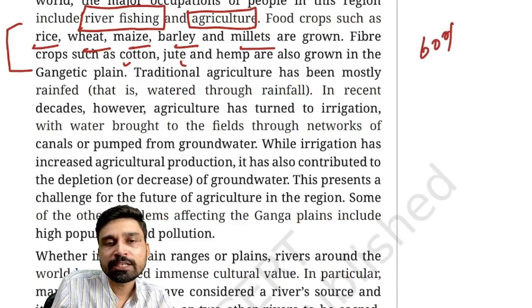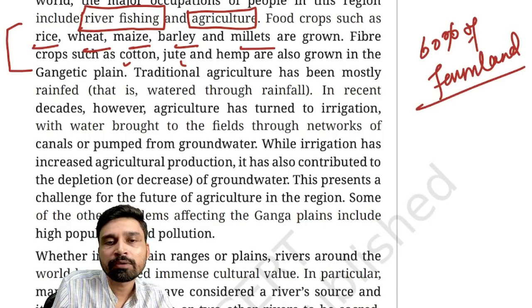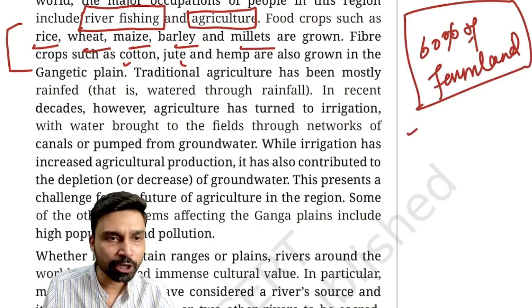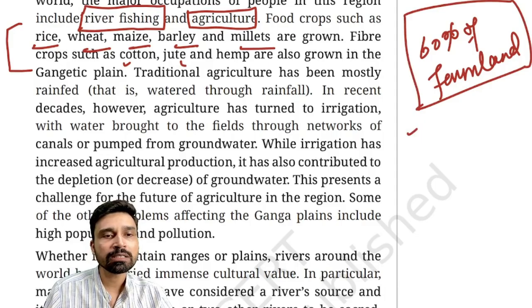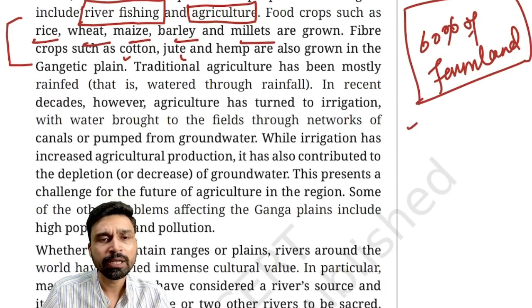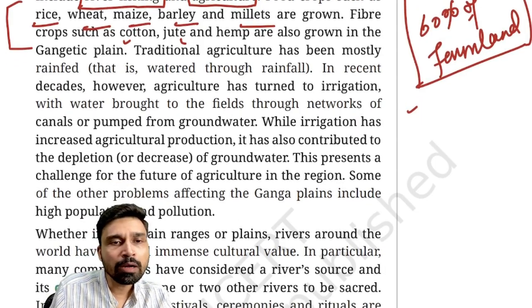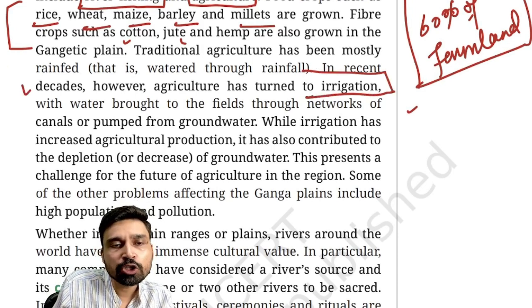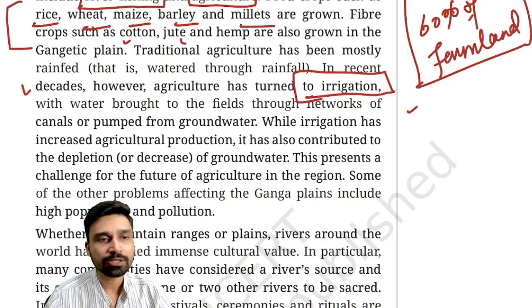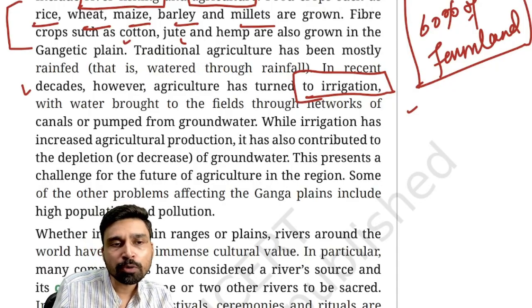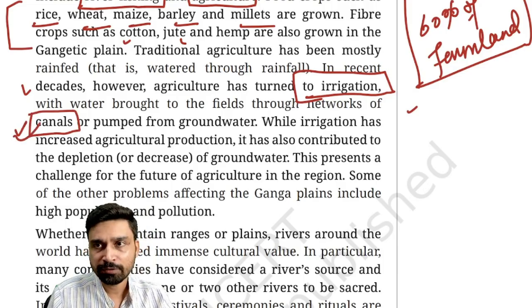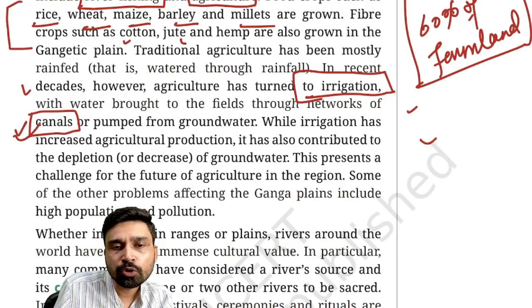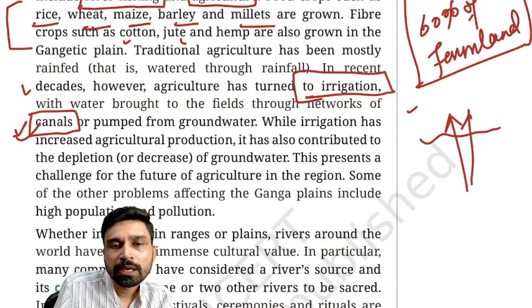Also, interestingly, 60% of the farmland in India today still depends on rainfall, natural monsoonal rainfall, for irrigation purposes. The remaining 40% depends upon artificial irrigation, such as by dam construction. Now, what we have seen is that in recent decades, agriculture has turned to irrigation because we are growing crops at a much larger scale compared to before, and water is brought to the field through a network of canals. Sometimes these canals are not able to supply a sufficient amount of water. That's why we are also trying to extract water from below the surface by pumping.